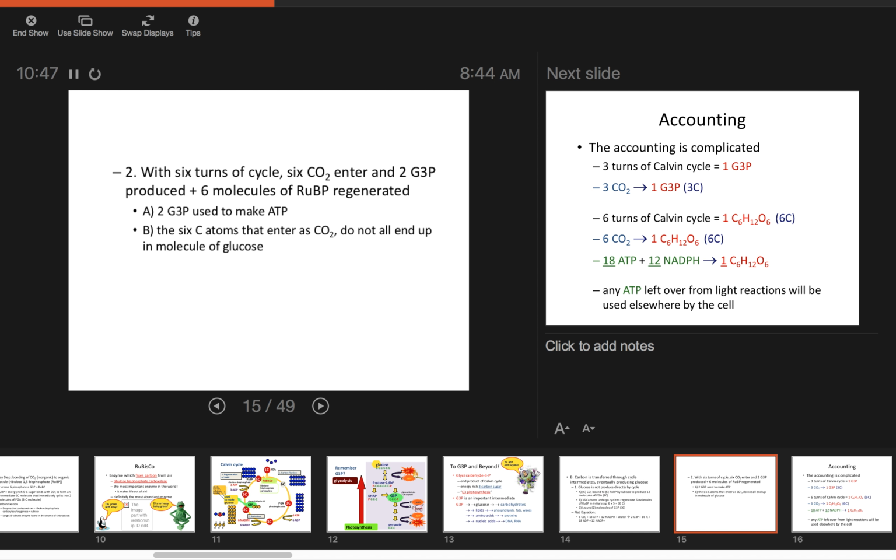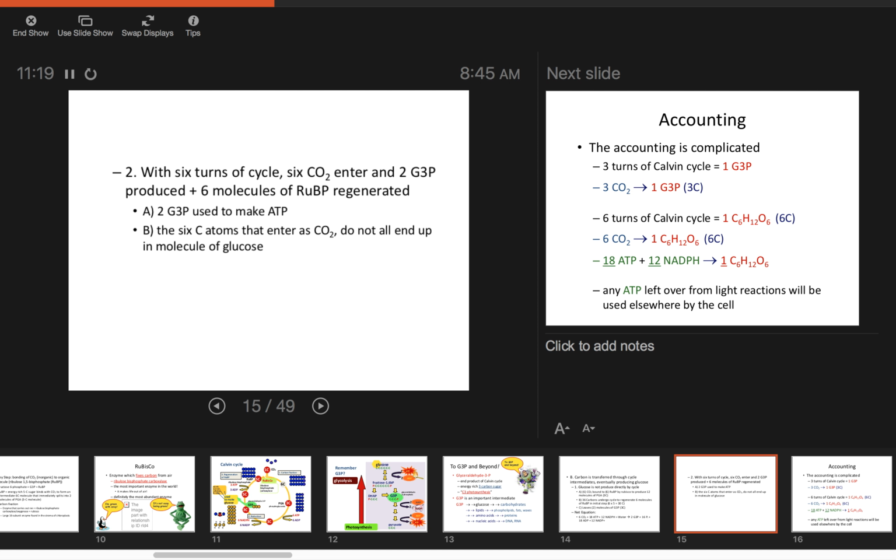Okay, now in order to form one molecule of glucose, the cycle has to go through 6 times. You're going to take in 6 carbon dioxide, but you can only take in one at a time as you go around. So this has to happen 6 times. 2 G3P molecules will be eventually produced. 6 molecules of RuBP will be regenerated to take in some more carbon dioxide. So just understand, in reality, it has to go through 6 times.